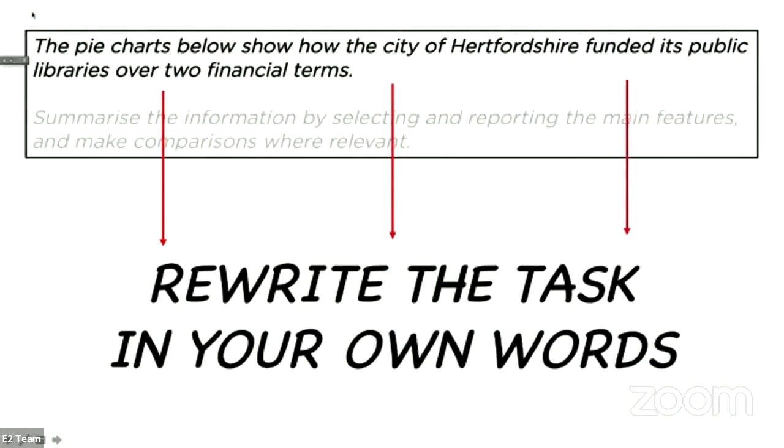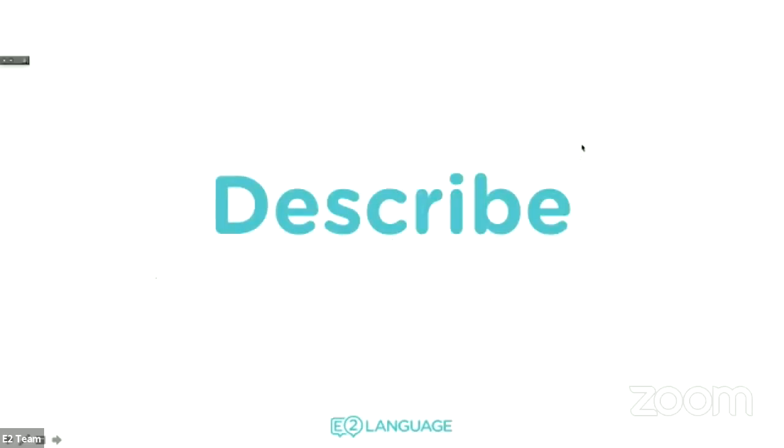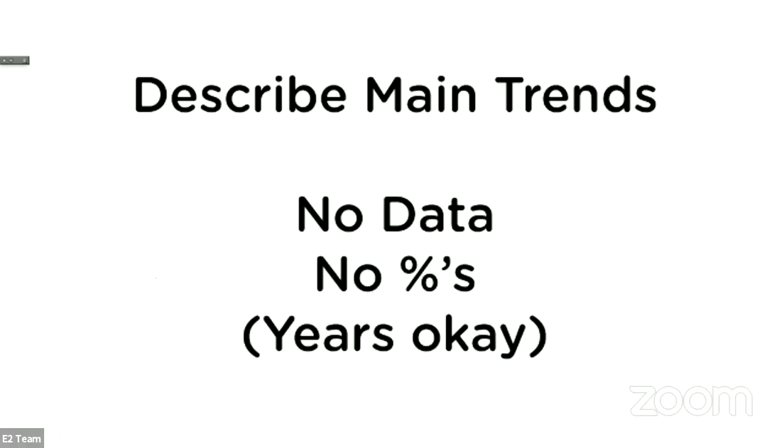Keep it simple. The simplest way to do it is to break it down piece by piece and then rewrite it. And make sure words like funding are different from spending, okay? So that's a critical thing to remember. Cool. Let's move on to the next step, which is to describe the data, okay? What I mean here is we want to describe the main trends.